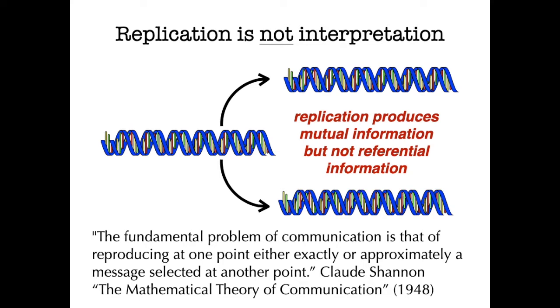This is consistent with the engineering conception of communication, or as Claude Shannon stated in the introduction to his famous report, "The fundamental problem of communication is that of reproducing at one point either exactly or approximately a message selected at another point." This only considers the properties of the communication medium and ignores all referential and functional properties. But a pattern by itself is not about anything, and replication does not link molecules to functions. So replication produces mutual information, but not referential information. This begs the question of how a molecule can become information.